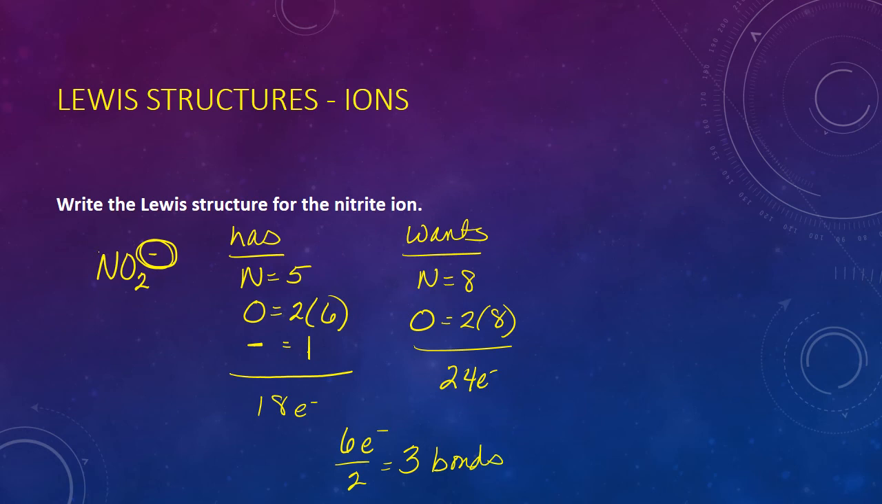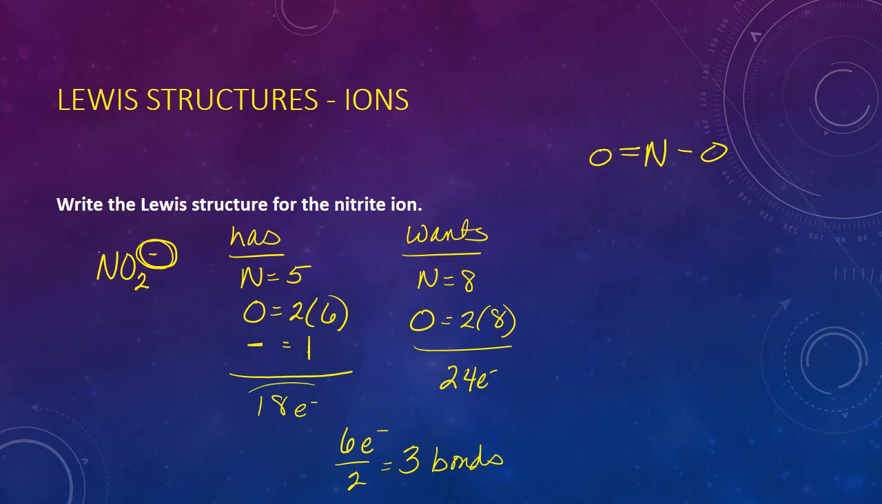Nitrogen is the first one. It is less electronegative than oxygen, so that works out well. And we need 3 bonds, so I'm going to put oxygens on either side. That takes care of 2. Where do you want to put the 3rd bond? Well, truthfully, it doesn't matter. You can put it on either side.